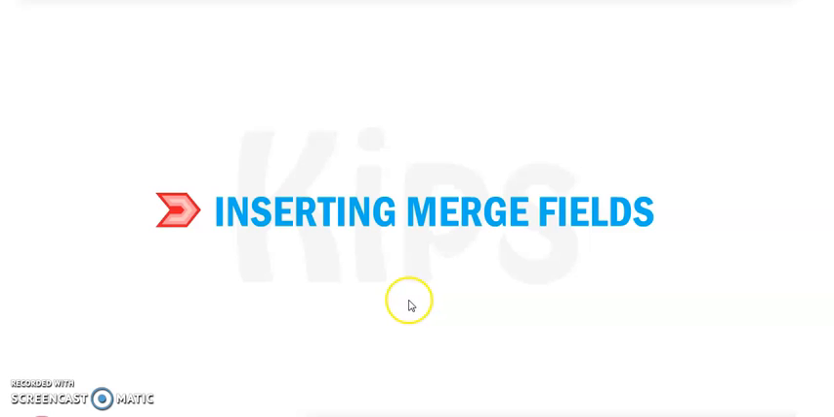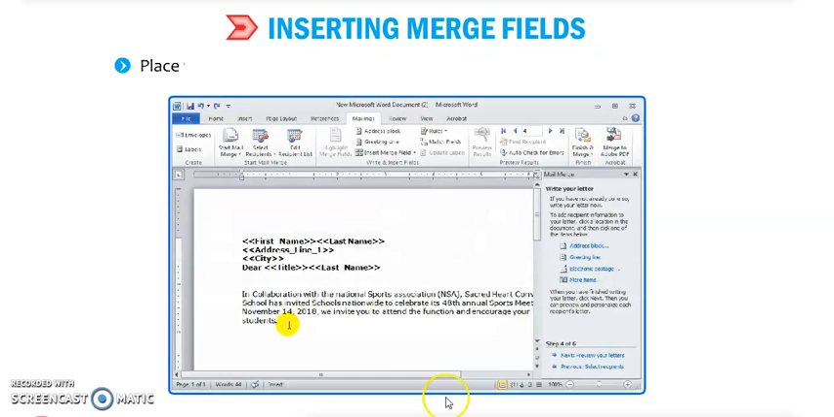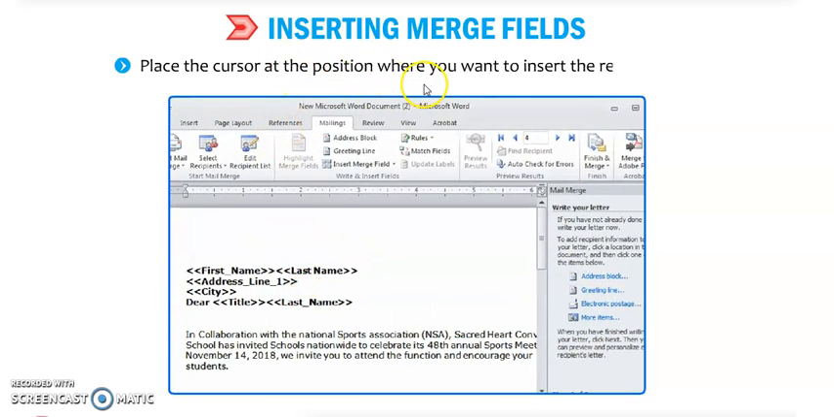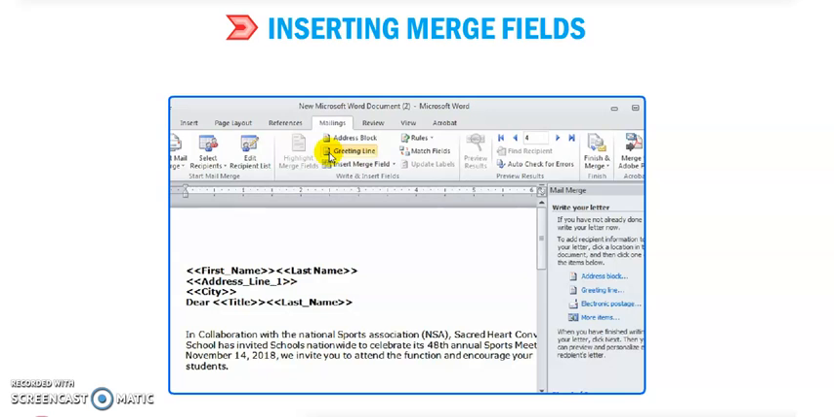Today, I am going to start a new topic. It is inserting merge fields. Whatever data source we have prepared, now we should merge those fields with our main document or our letter. So follow the steps for that. Open page number 31. First, place the cursor at the position where you want to insert the records. This is your letter. You have to type this letter. This is your main document. Then we should keep the cursor on the place where we want to insert the fields.